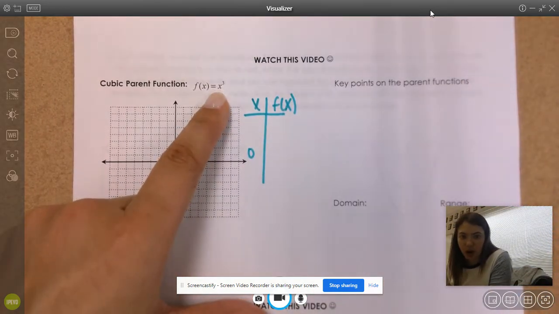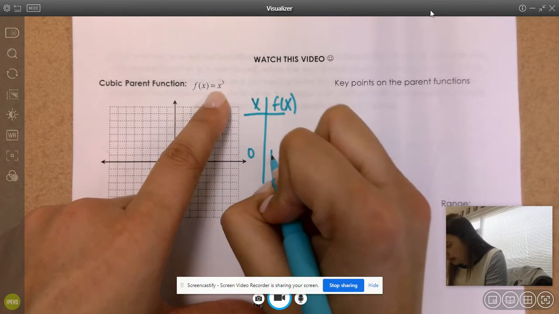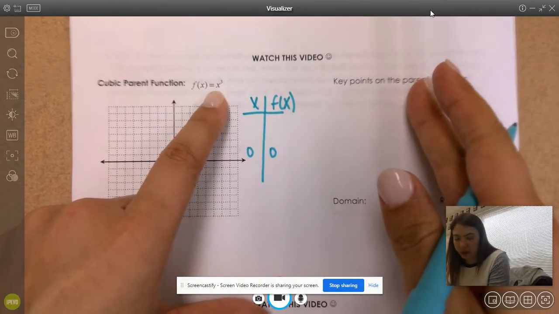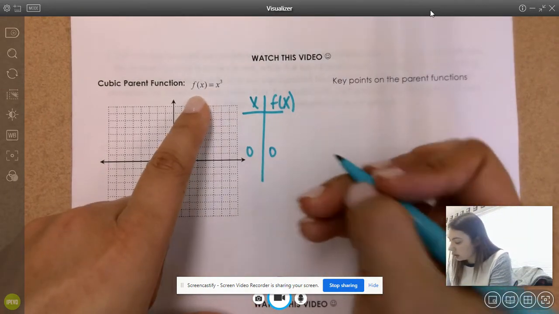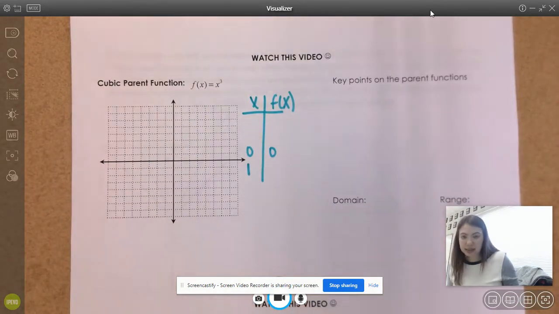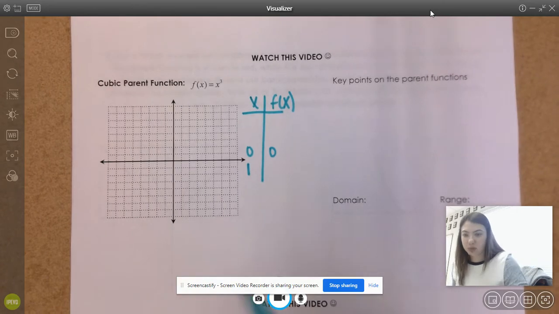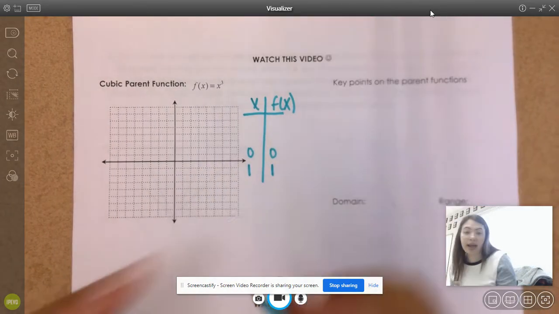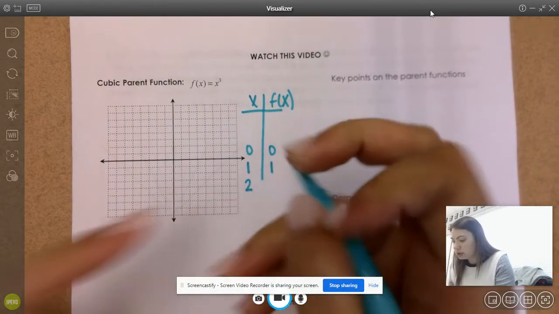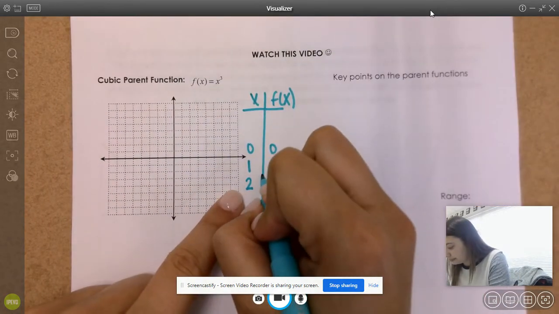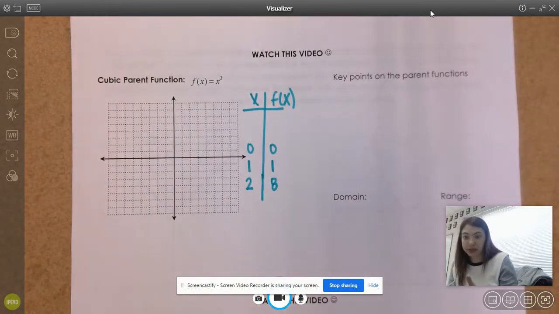When you cube 0, you just get 0, right? 0 times 0 times 0, or 0 to the third power, is just 0. When x is 1, well, 1 times 1 times 1 is still 1. As you can see, it hasn't really made much movement. Okay, well, what happens when x is 2? Well, 2 cubed we know is 8, or 2 times 2 times 2.